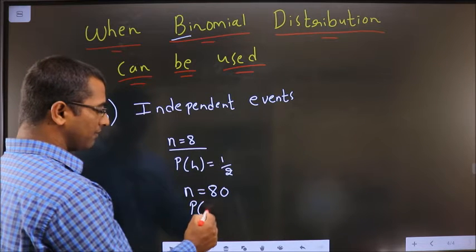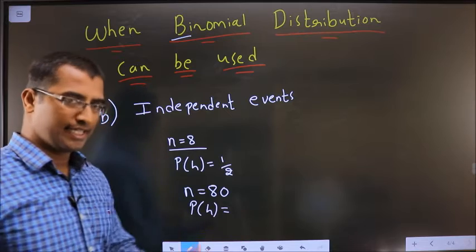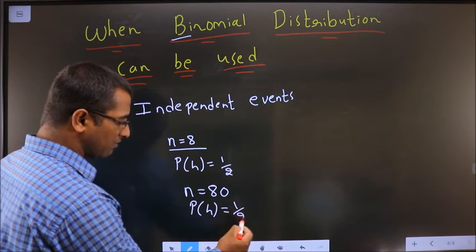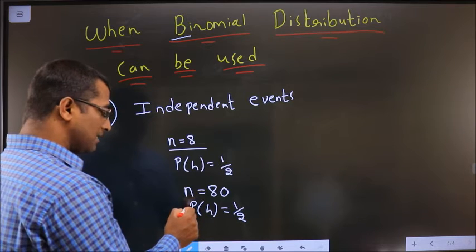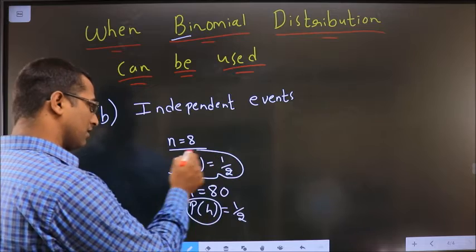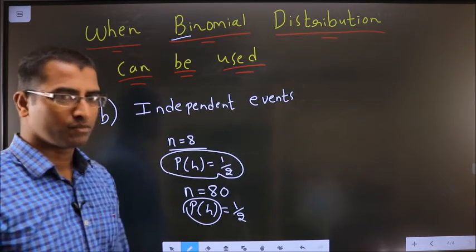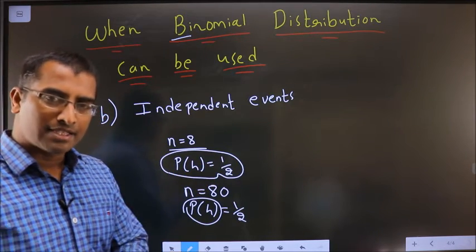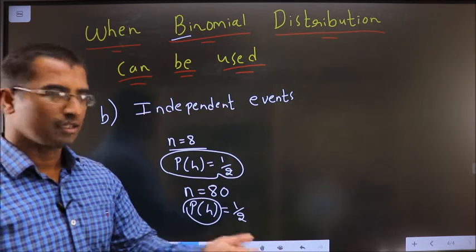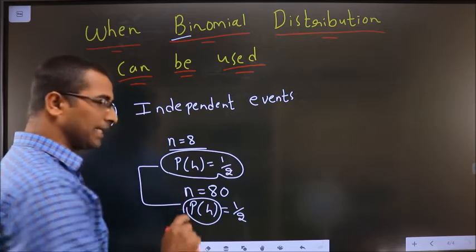What is the probability of getting a head? Is it going to change? No. It still remains 1 by 2. This probability is not going to change since this happened. The next event's probability should not get affected by the earlier event. Then these two events I call independent.